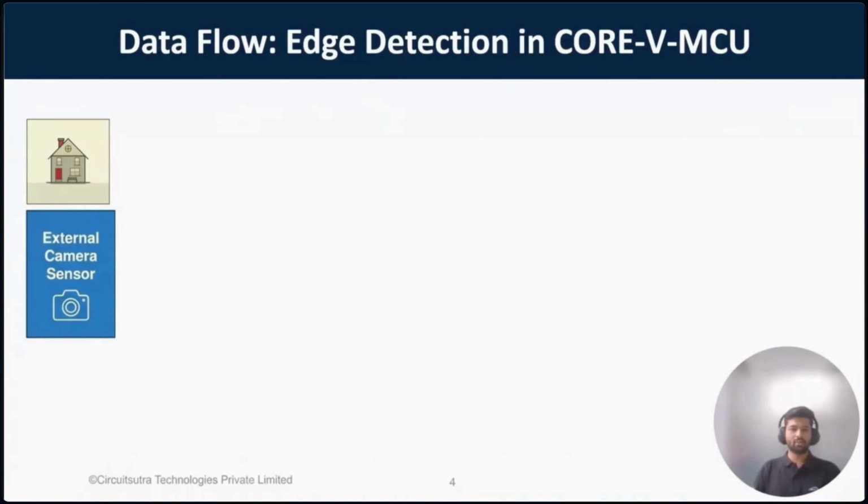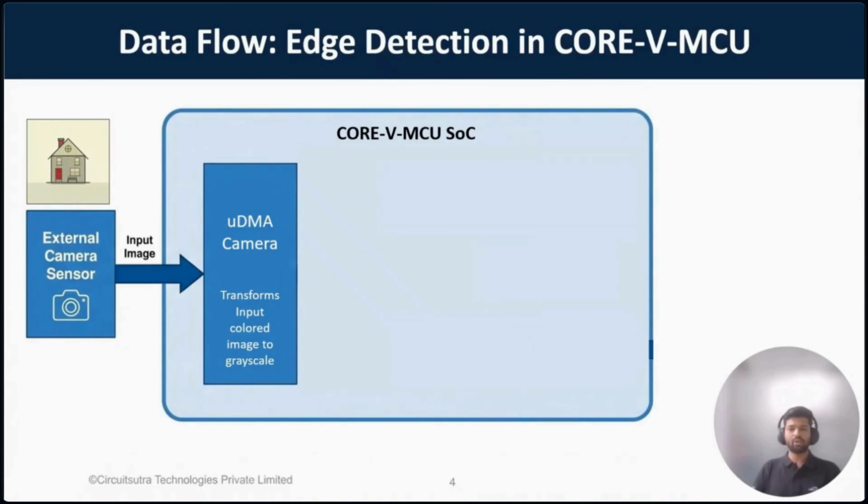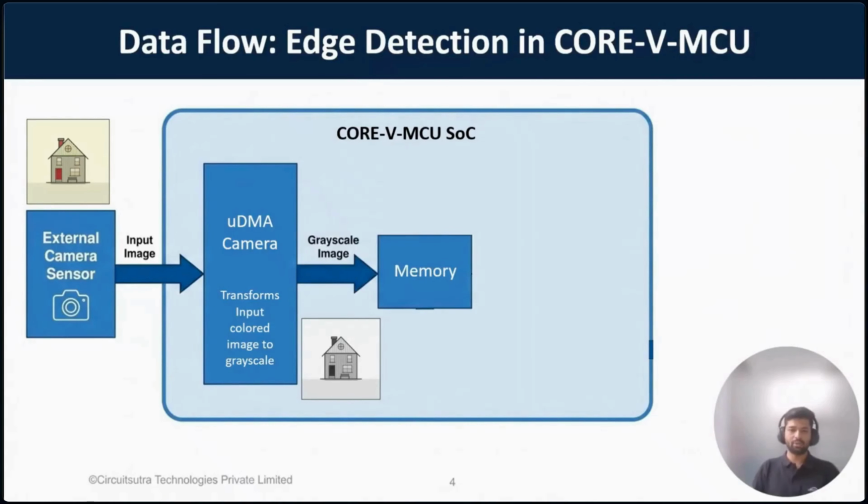The process begins at the camera sensor, which streams a raw RGB image to the micro DMA camera module. The micro DMA hardware processes this feed, converts it into grayscale format, and stores it directly into the eFPG memory via the high-speed TCDM interconnect. Once the transfer is complete, the camera module issues an interrupt to the firmware. Upon receiving this interrupt, the firmware configures and triggers the edge detection IP.